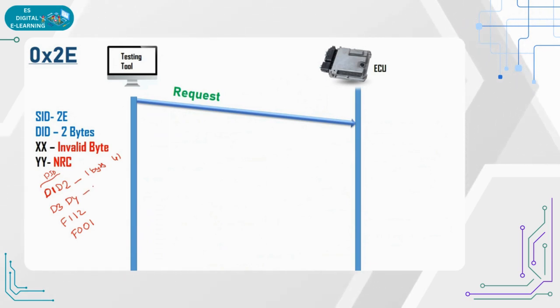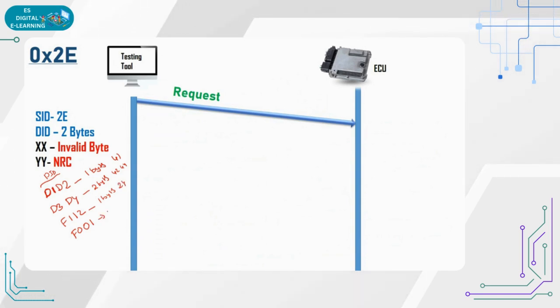Next, this will support 2 bytes, that is 42, 44. This supports 1 byte again, that is 24. This supports 1 byte again, so that is 48. Okay, so let's take my example. I am sending 2E and D1, D2. This is my request.